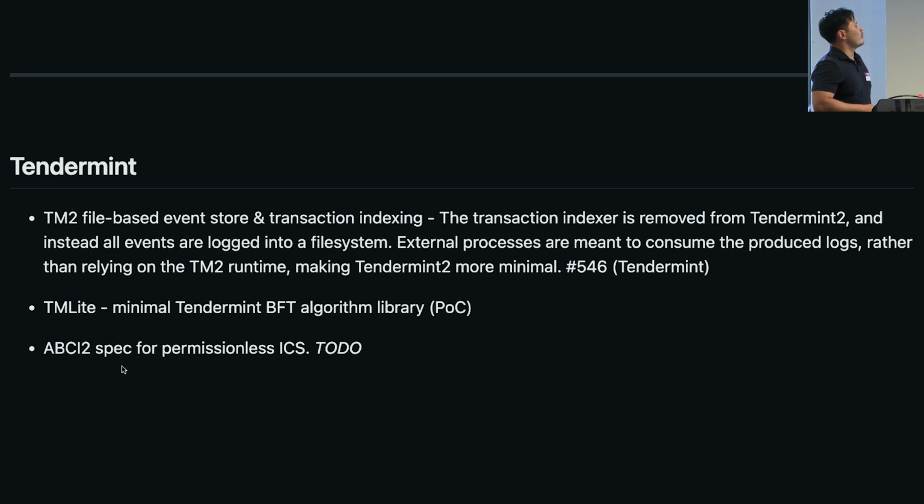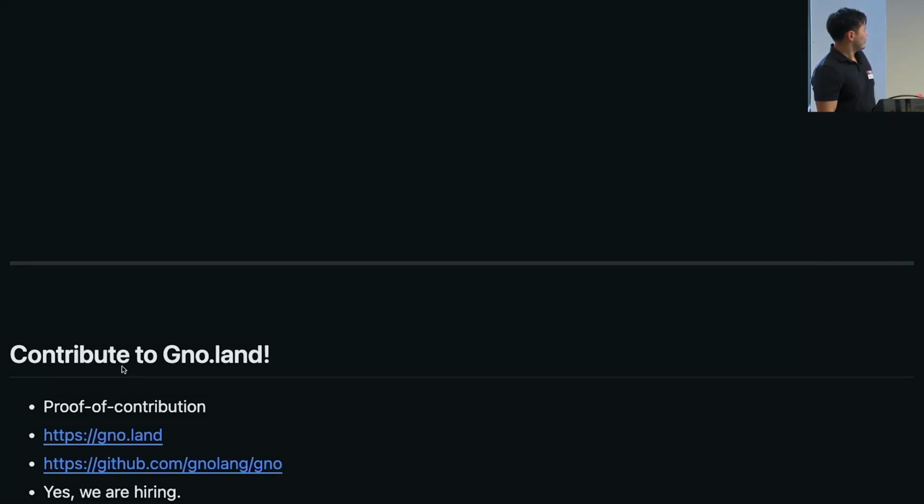And what we'll be working on, especially after launch, but we'll start soon, is the specification for changes to ABCI to enable permissionless ICS. I think that's a whole other topic, so I won't go into that. But if you're interested in permissionless ICS, and what it takes for a validator to validate multiple blockchains, there's going to be a need for ABCI changes, and we'll be coming out with a spec for that as well.